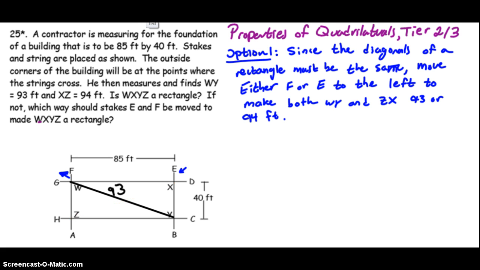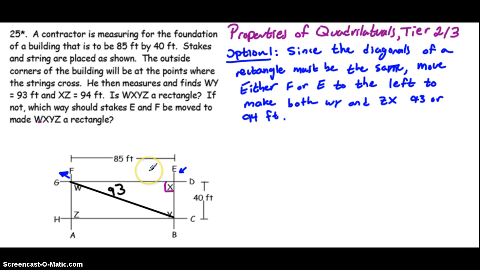Another way of doing this, option two, is a little different and actually uses the Pythagorean Theorem and only one of these two diagonals. Remember that a rectangle should have 90-degree angles. So that means that if this was truly a rectangle, what we could do is 85 squared plus 40 squared, and it should equal 93 squared. If it's not 93 squared, we'll know what length this should be to make it a perfect rectangle. So we can talk about how we should change this 93. Should it be bigger? Should it be smaller? What should it be? And how should we move F?